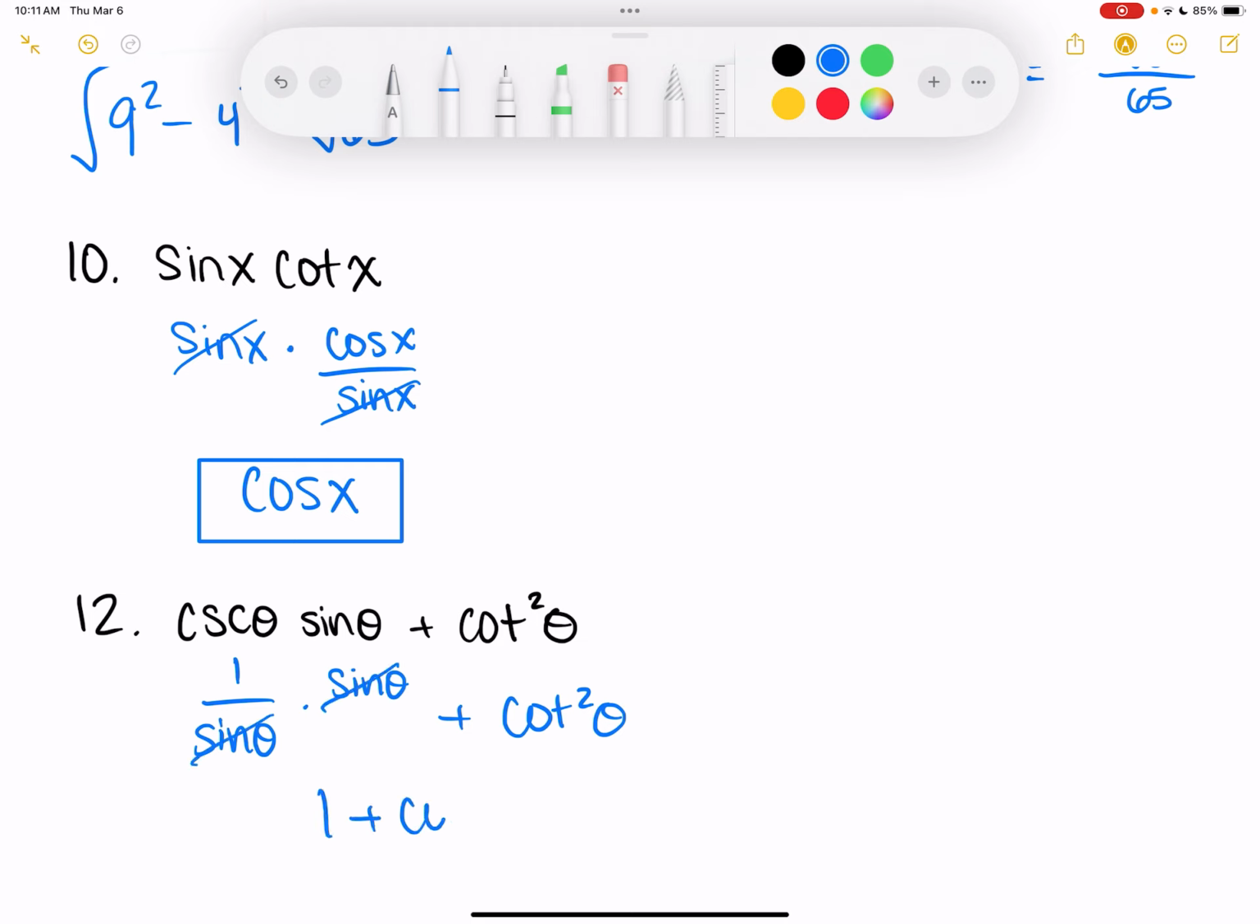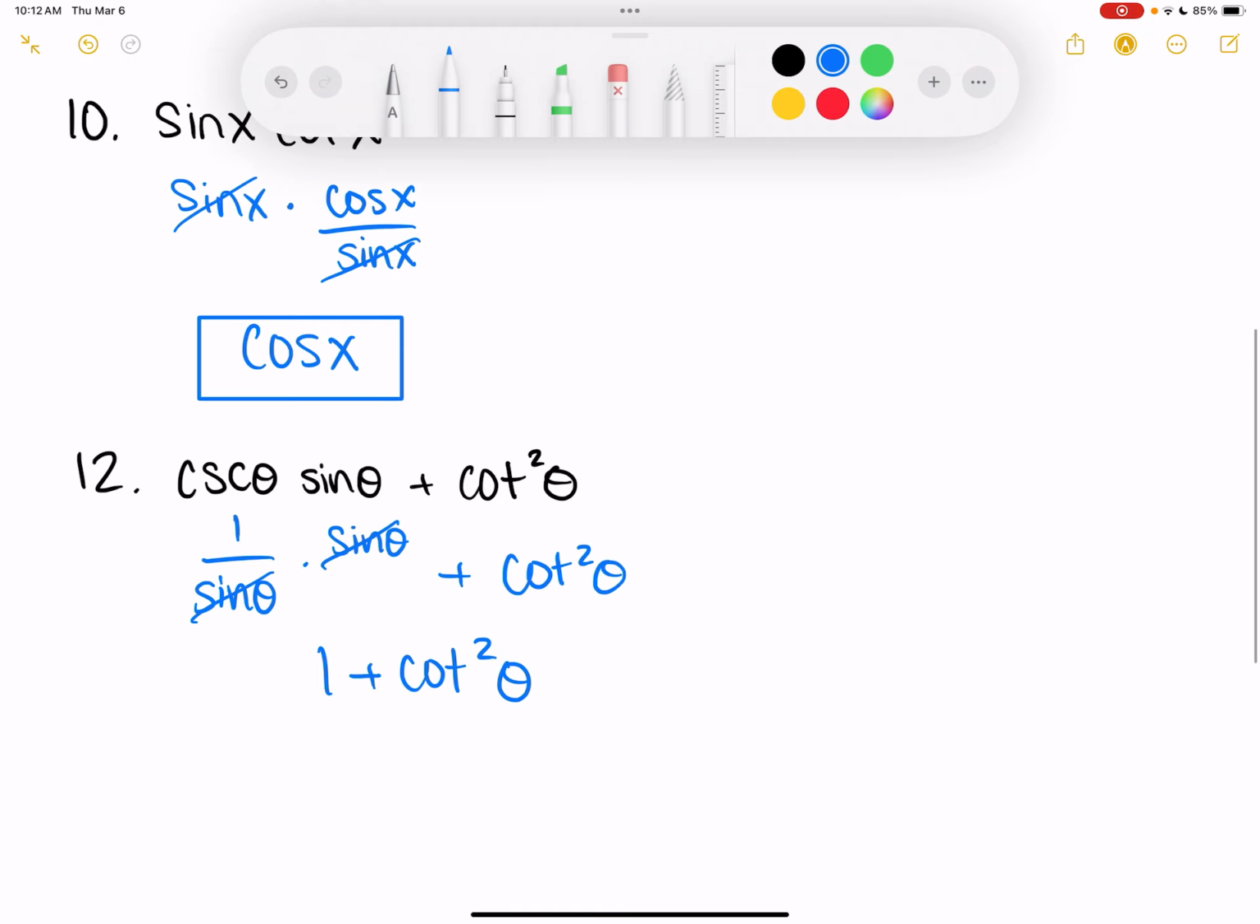Anytime I see a trig function squared, my first thought should be to check a Pythagorean identity. When we get into 14.7, there are some other things where you'll see squared and it doesn't necessarily mean identity. But the first thing I always want to look at when I see a squared trig function is a Pythagorean identity. Is there one? 1 plus cotangent squared of theta is cosecant squared theta. And so that would be my answer.